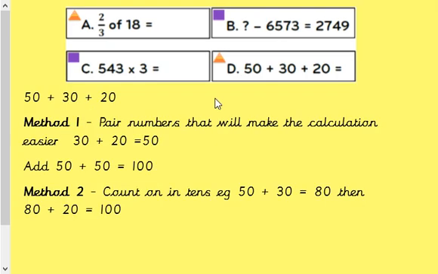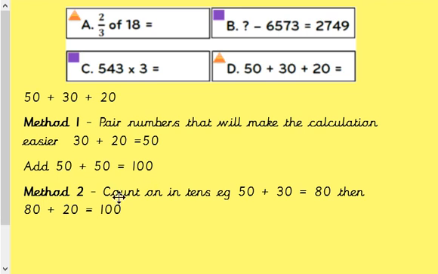Okay, second question, we're looking at 50 plus 30 plus 20. Now, I've given you a couple of methods here. The method I would prefer to use is pairing numbers that will make the calculation easier. So in this case, I know that I've got 30 and 20 there. Well, if I put them together, that gives me 50. And then I just add it to the 50 that's already there. So 50 plus 50 is 100.